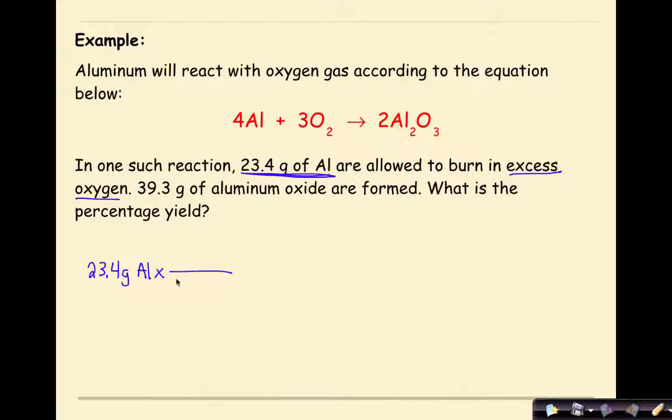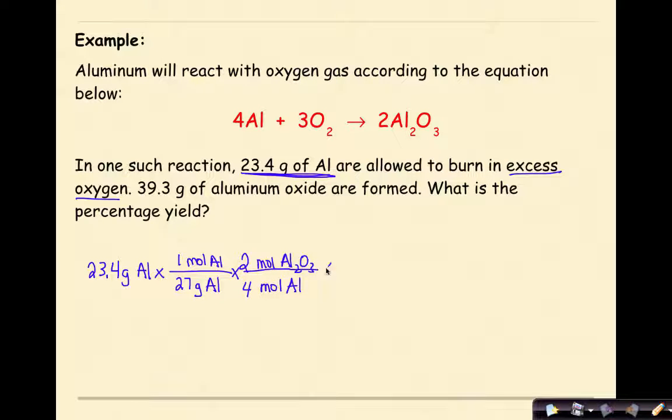I know that the atomic mass of aluminum is 27 grams of aluminum equals 1 mole of aluminum. But I don't want aluminum. I want the maximum amount of my product. So I need to do a mole to mole ratio here. So moles of aluminum to moles of Al2O3. Then I need to look at my balanced chemical equation and I need to look at coefficients. So there is a 2 in front of the Al2O3 and there is a 4 in front of the Al.